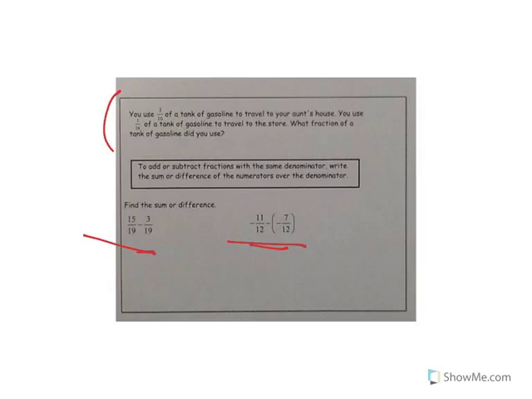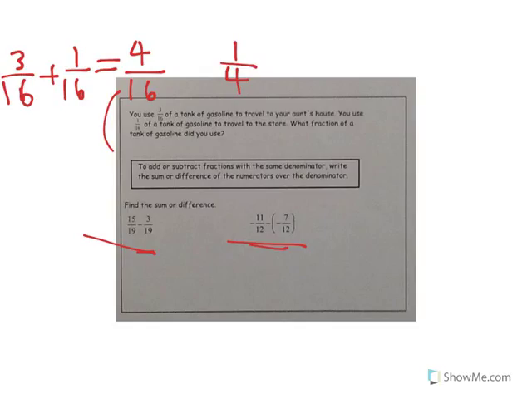It says here, you use 3/16 of a tank of gasoline to travel to your aunt's house. You use 1/16 of a tank of gasoline to travel to the store. What fraction of the tank of gasoline did you use? It's just going to be 3/16 plus 1/16, which is 4/16. And if you wanted to simplify, that would simplify to 1 over 4. Remember, you can divide the top and bottom by 4.